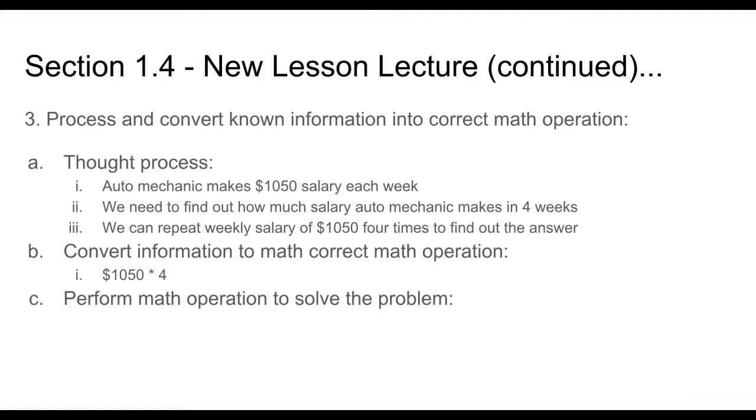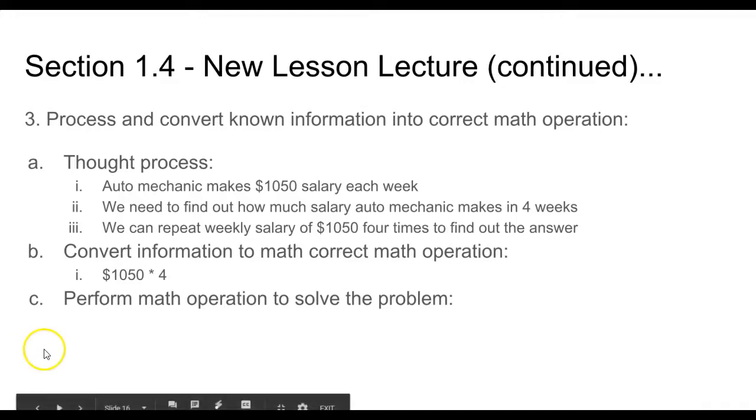So the second part, part B of the process, is we need to convert that known information that we've been thinking about and processing into the correct math operation, which would be multiplication. Here we see that 1,050 times 4 is taking the information that we know from reading the problem and changing it into the right math operation, which is multiplication. 1,050 times 4. And then C would be to perform the math operation to solve that problem. Let's see what that looks like.